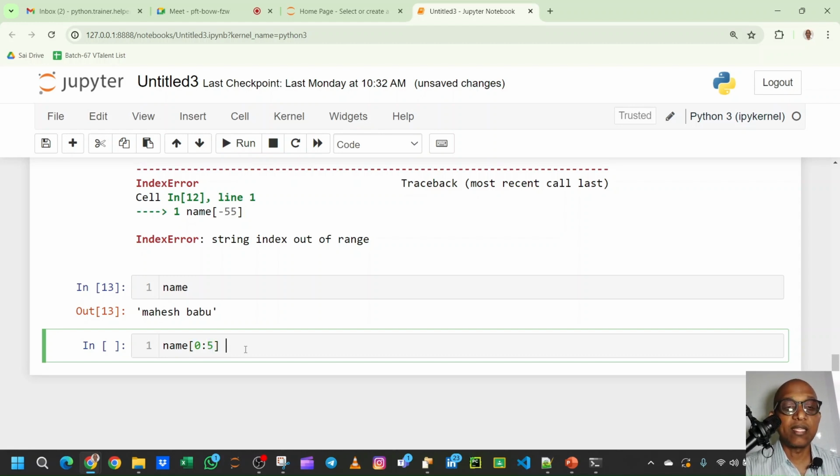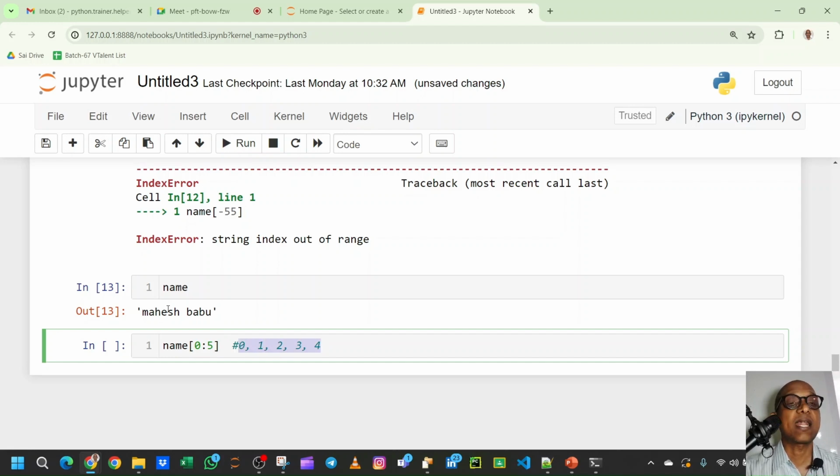So here I want to get the characters present at 0, 1, 2, 3, 4. That's it. 5 is not included. I am not going to get the character that is present at the 5 index. No, I am not going to get it. If you want the character that is present at the 5 index, you have to mention 6 here. Clear? Any questions?